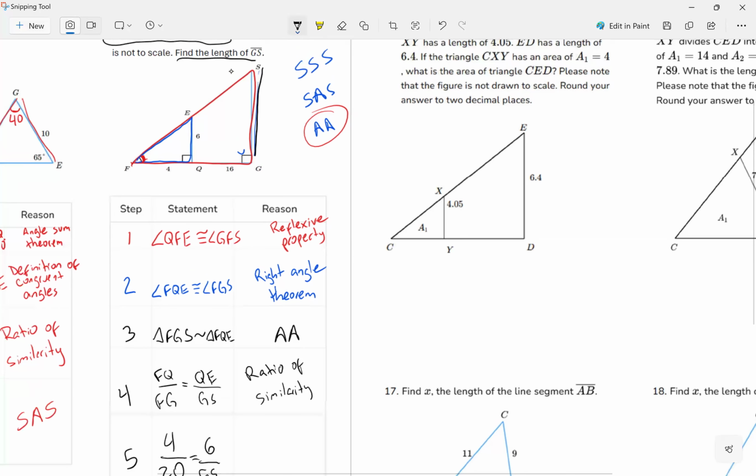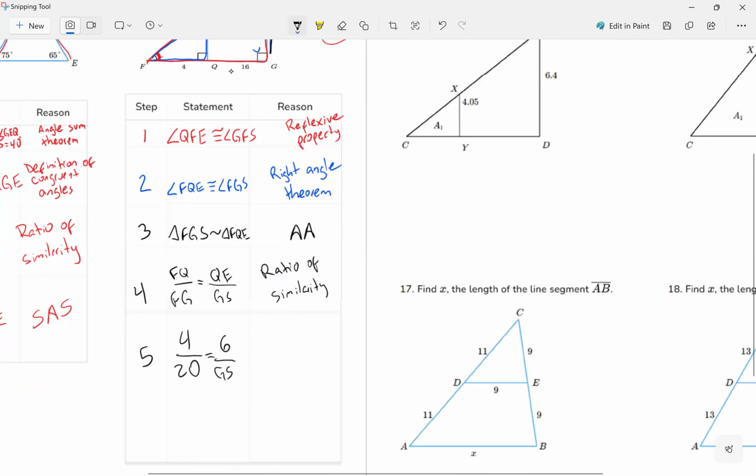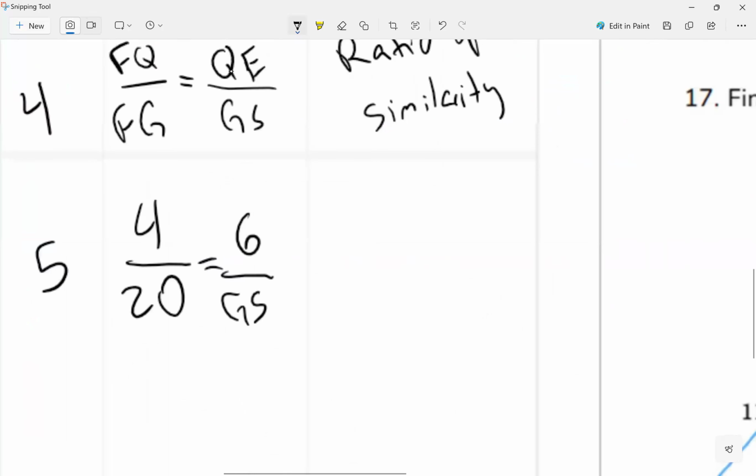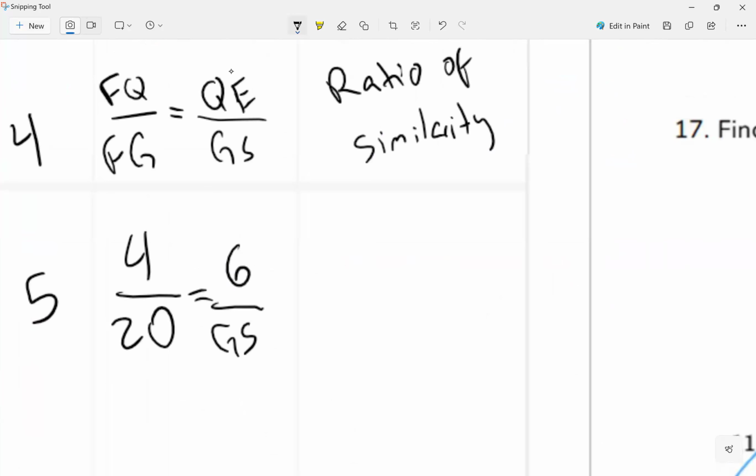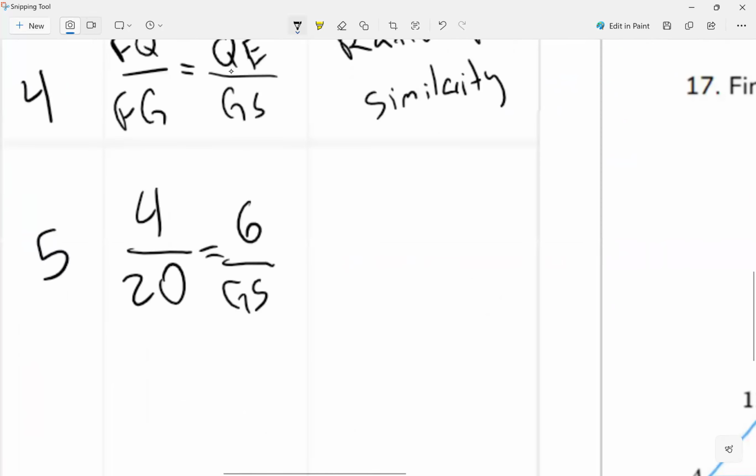But it makes sense that I don't know because the question at the beginning was find the length of the segment GS. Good. So I did my ratio of similarity and replaced the values that I knew. Now I'm going to use cross multiplication. So that gives me 4 times the segment GS is equal to 120. My rule here, let me use cross multiplication.